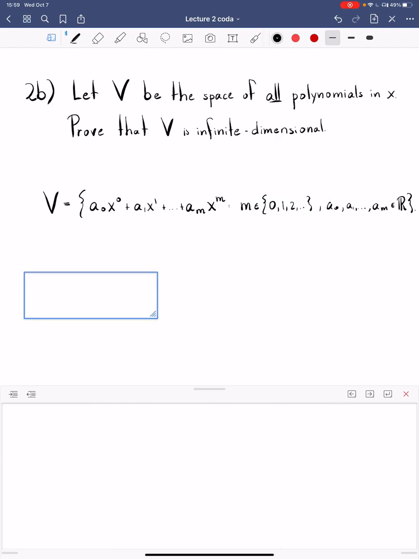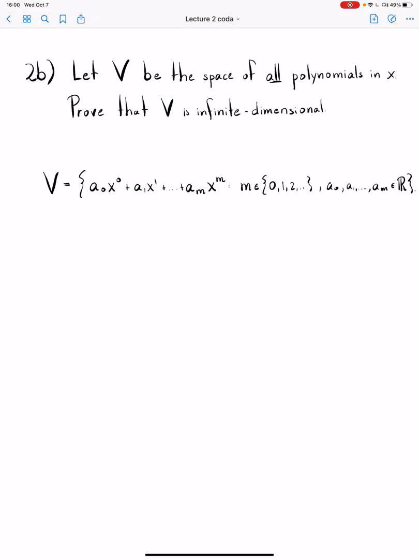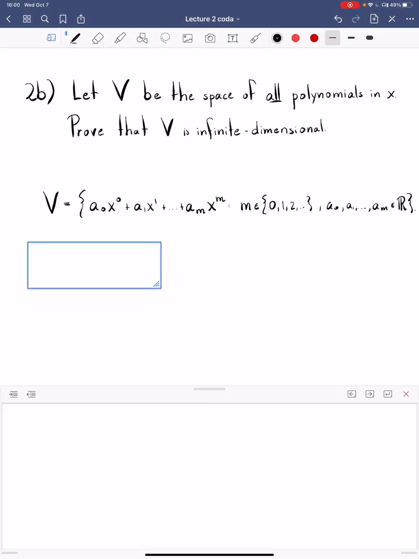And you can see that it's much bigger than the vector space from the previous question, where this m was capped, right? It was not allowed to go above the number m equals 3. And here it's not, it's unbounded. So this is definitely a much bigger object. And in fact, it is an infinite dimensional vector space. Okay, so how do you prove that this is infinite dimensional?